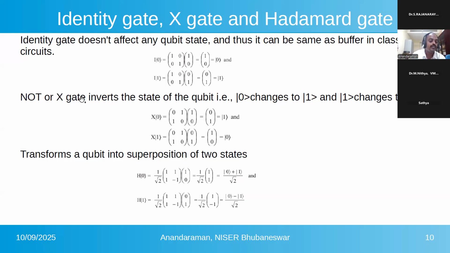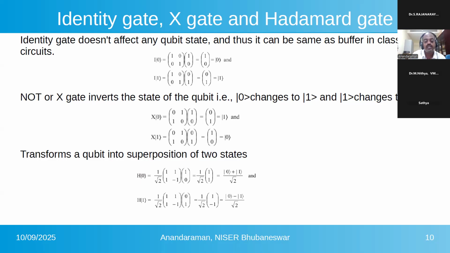So for the NOT gate, that is the X gate, the unitary matrix is 0, 1, 1, 0. Take X of ket 0. X is 0, 1, 1, 0, and ket 0 is represented as 1, 0. If you multiply, you will get 0, 1. So if you apply the X gate to ket 0, you will get ket 1. The X gate is actually just a negation gate.